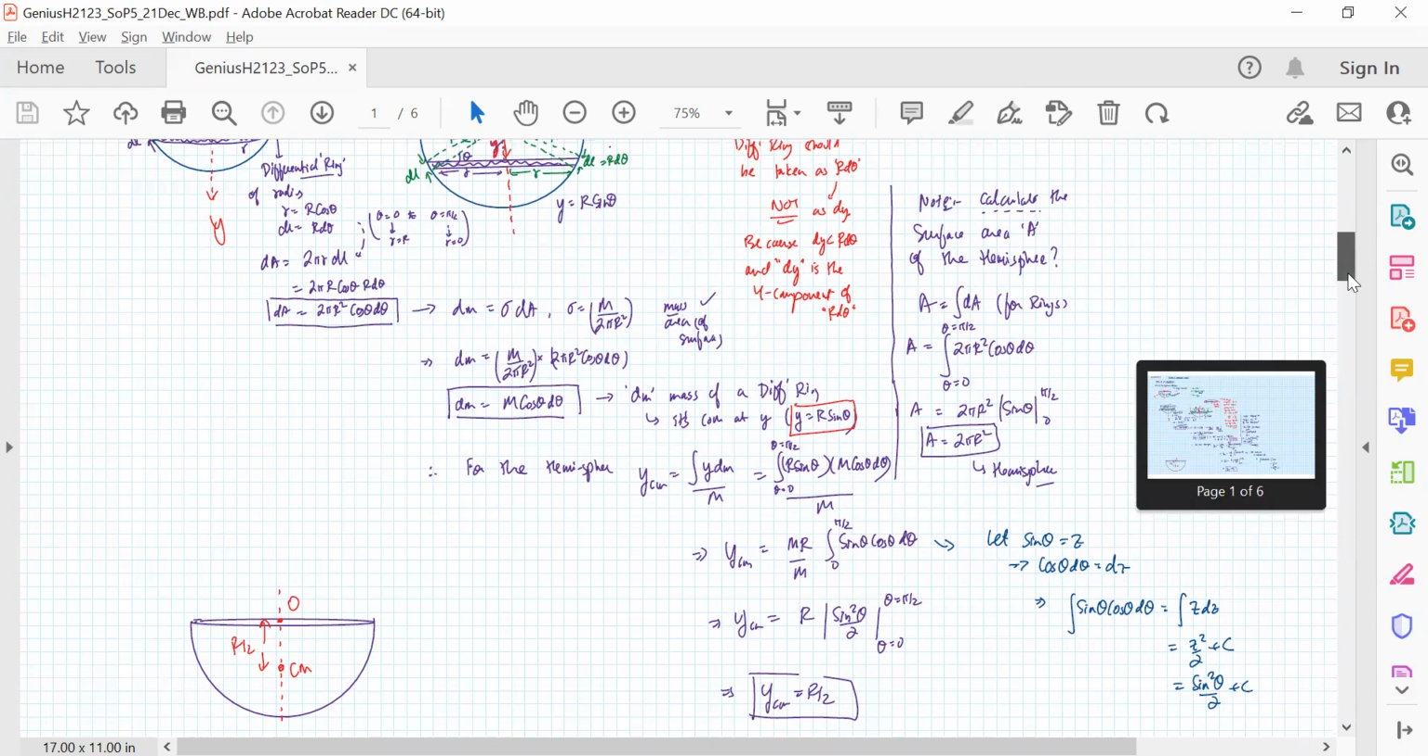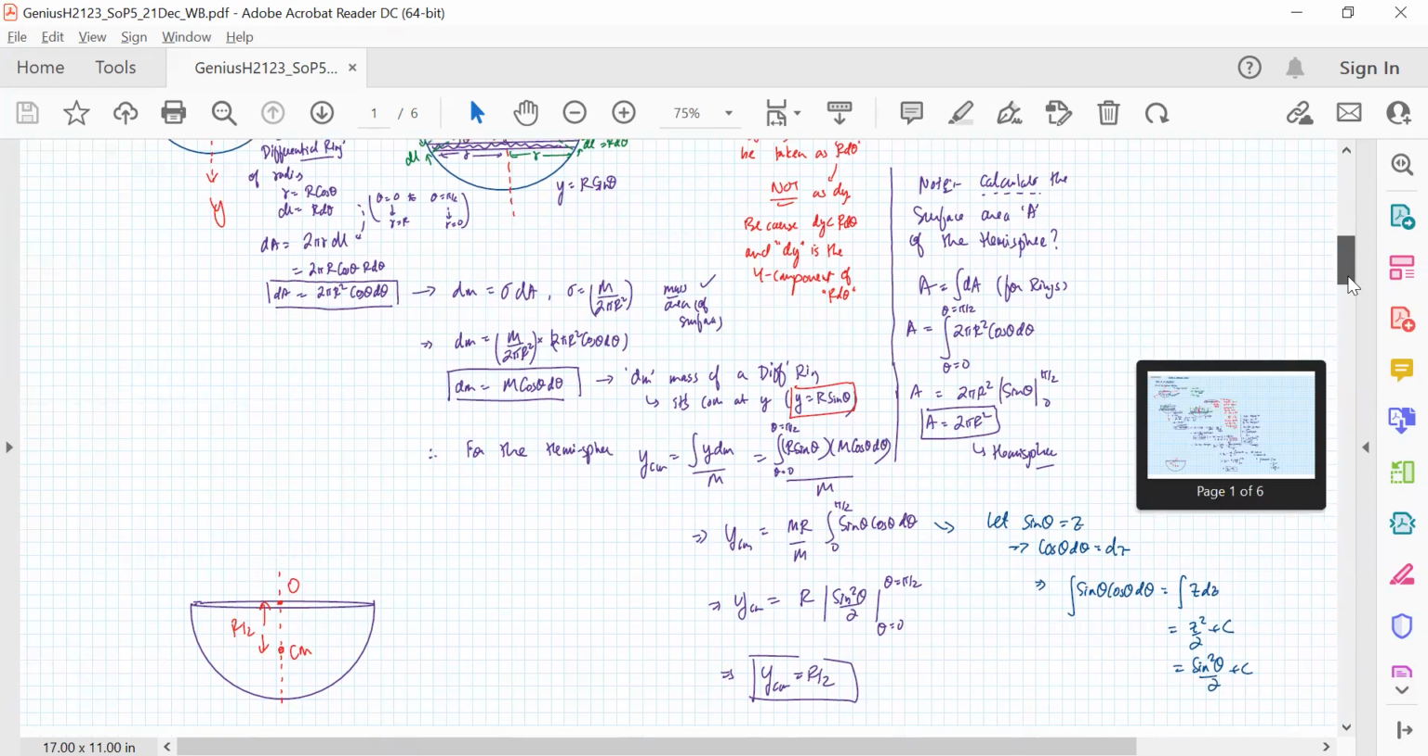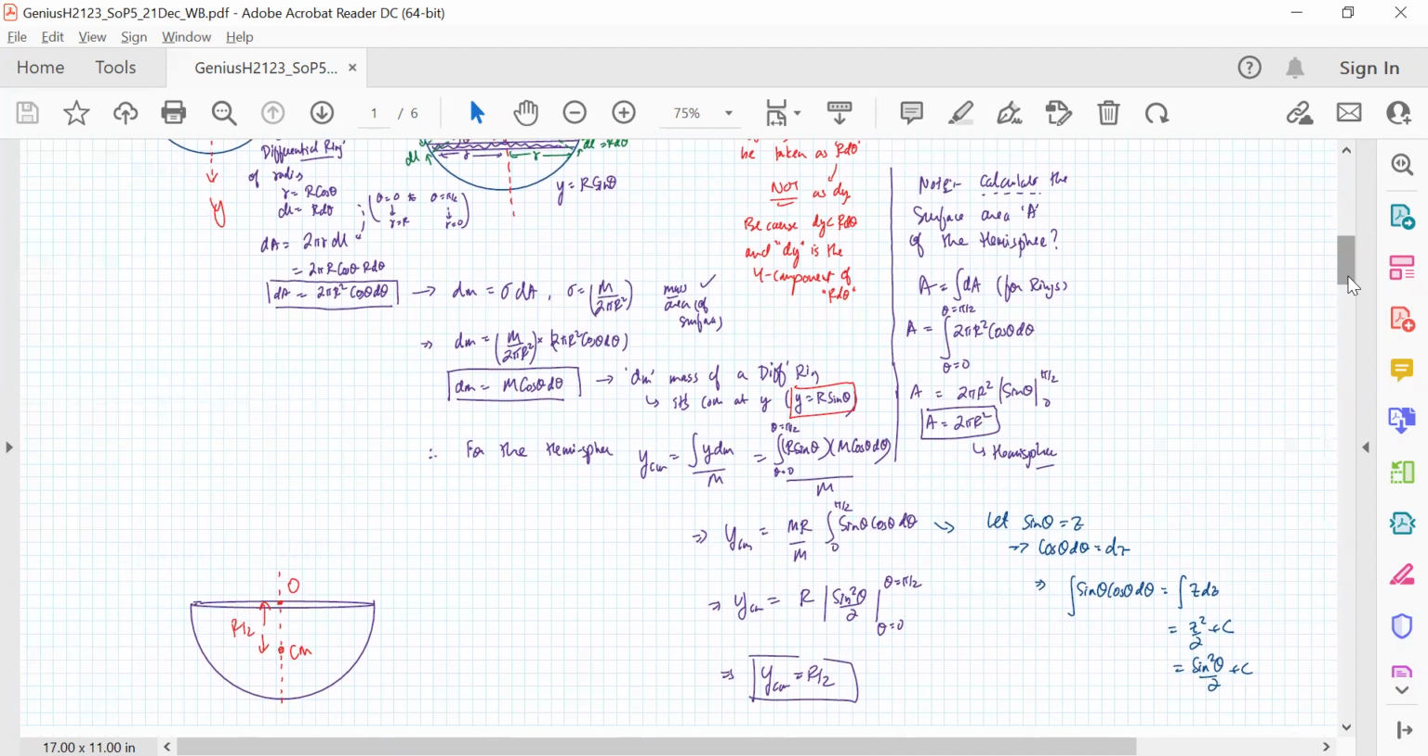Okay, people, so is the integration clear? Yes, sir. Okay. So I've done it by the substitution method. You can also try the other method which I told you: instead of substitution, you can replace sine theta cos theta with sine 2 theta by 2, and then take the half outside and directly do the integration. Okay.